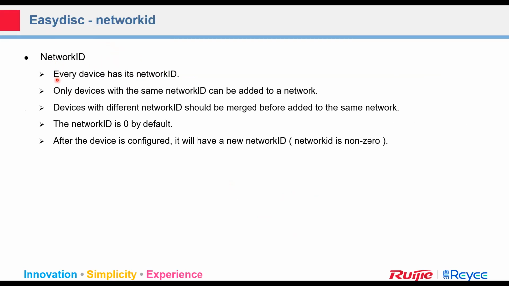So, easy discovery. Each device has its own network ID, and only devices with the same network ID can be merged or added into a network. So if a device has a different network ID, it should be merged before being added to the same network. By default, the network ID is 0. Once a new device is configured, it will get a new, non-zero network ID.